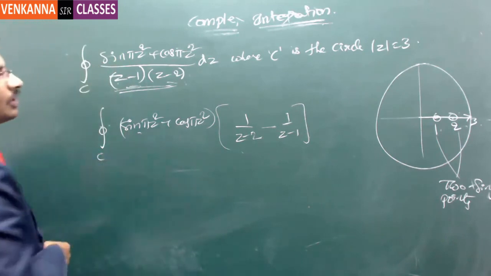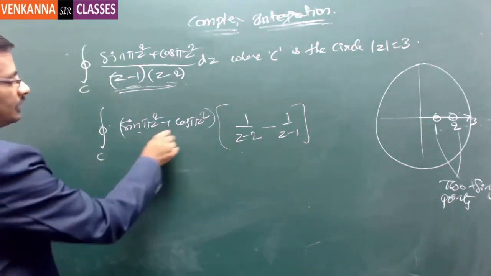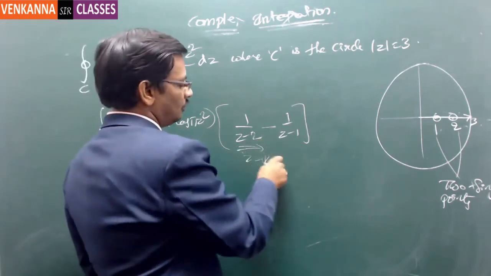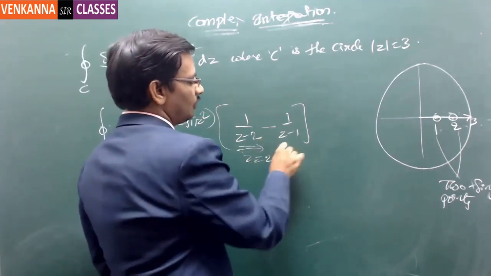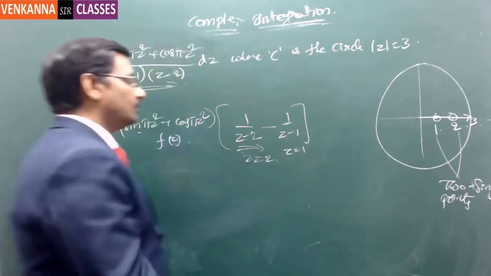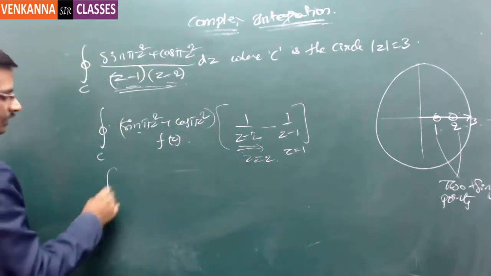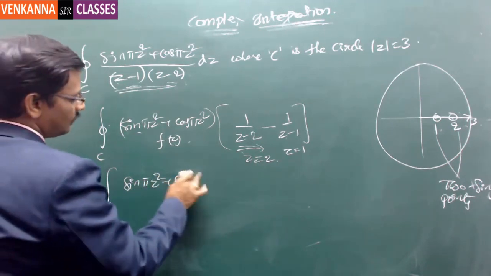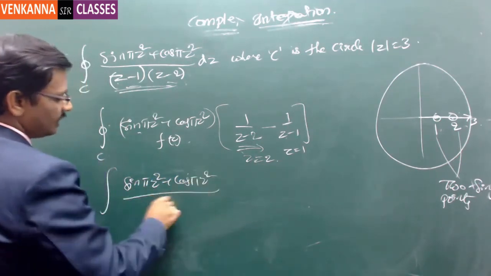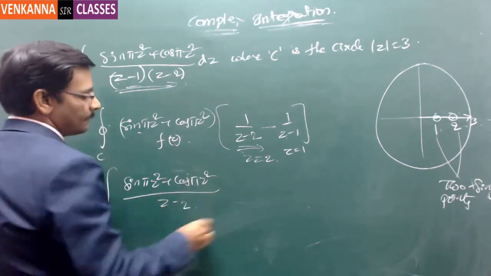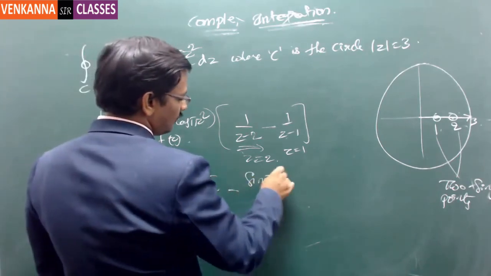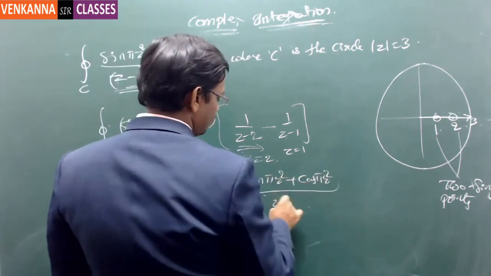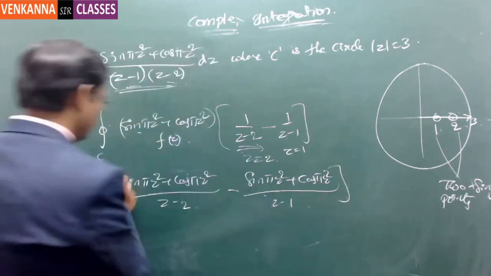Now this integration, if you want to find it out, this is f of z for us. And this is one pole which is located at z is equal to 2. And this is one pole located at z is equal to 1. Now these two integrals, if you write it separately: sin pi z squared plus cos pi z squared divided by (z minus 1)(z minus 2), minus sin pi z squared plus cos pi z squared divided by (z minus 1), dz.